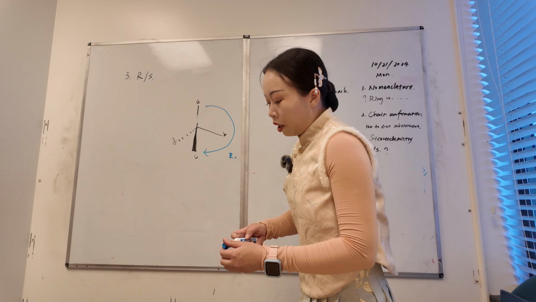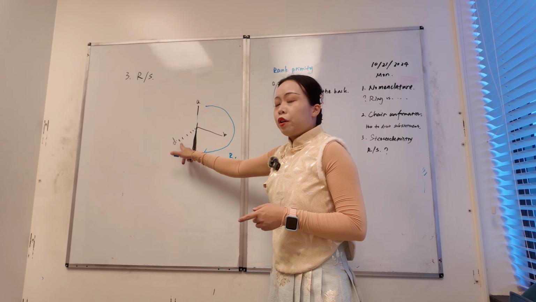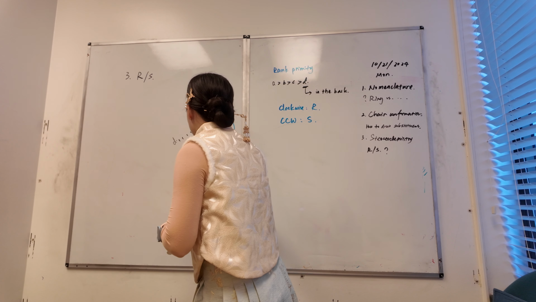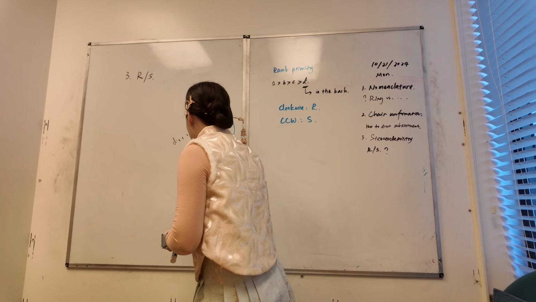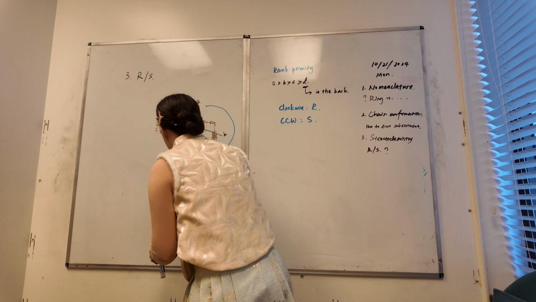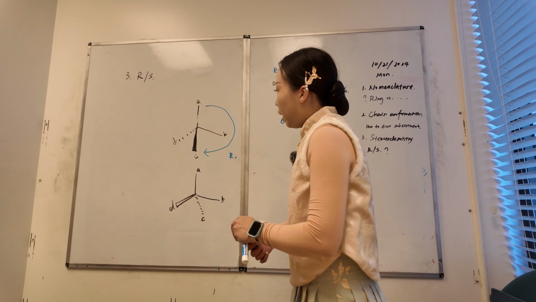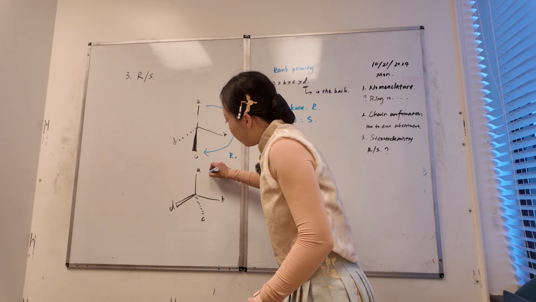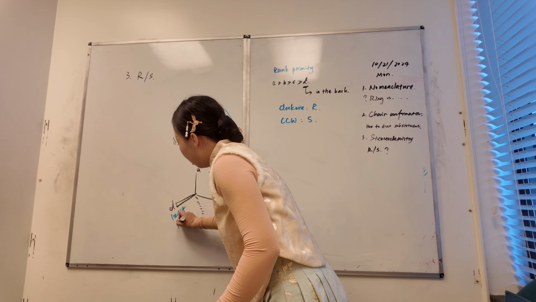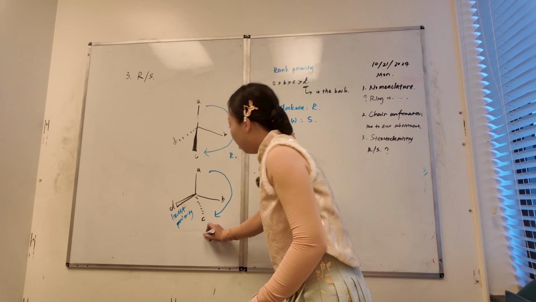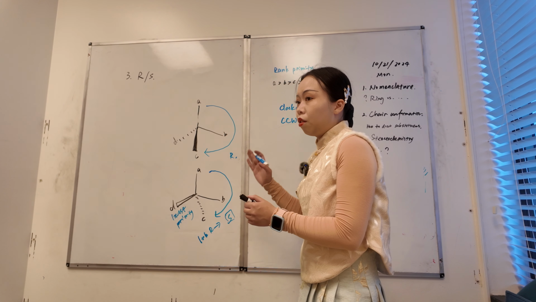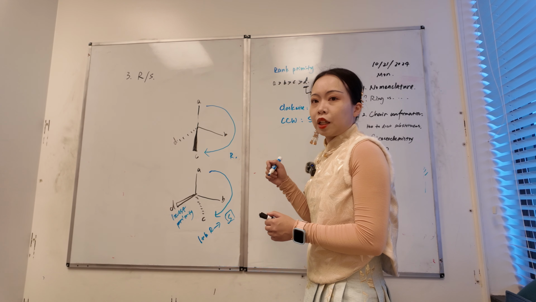A common thing, well, you are not likely to always have your lowest priority group in the back, which means you are likely to have something like this: A, B, dash C, and wedge D. If you have this conformation, you can still assign this. It's clockwise. It looks R, but because your lowest priority is wedged out, so it looks R, but is S. It's just like, instead of flipping the whole compound, you flip how you count this. Are we cool with that?